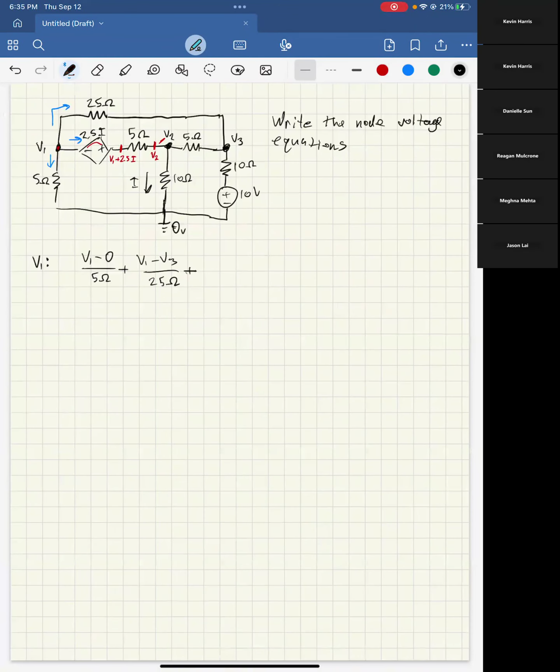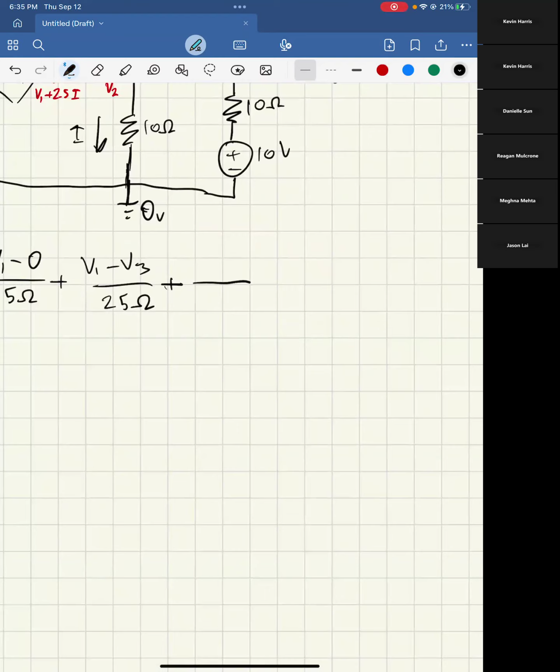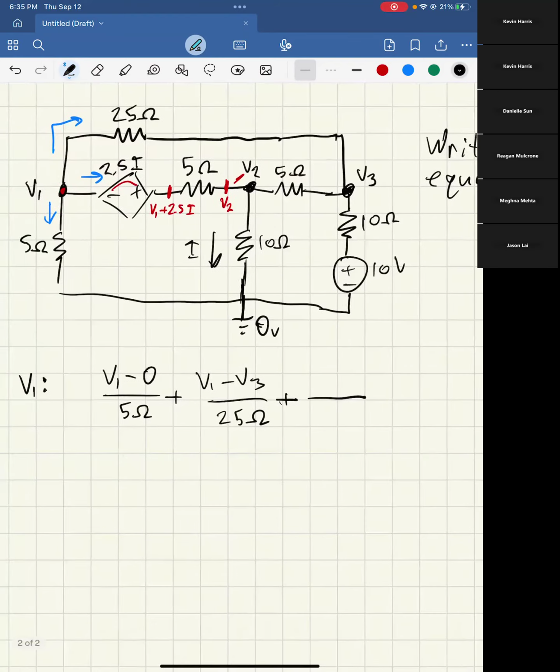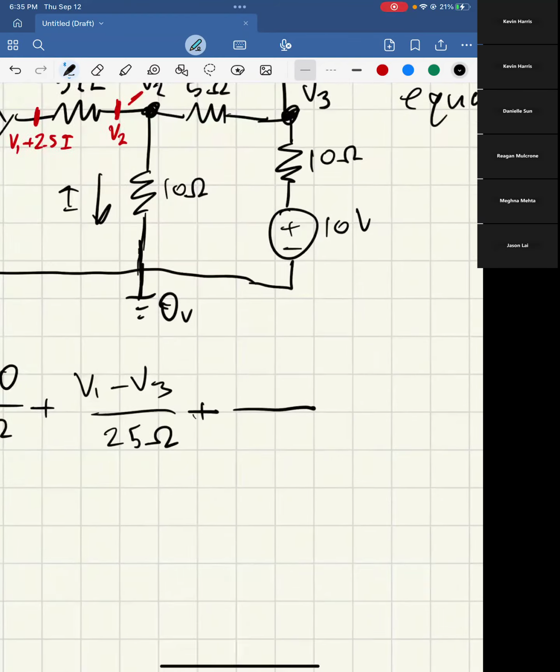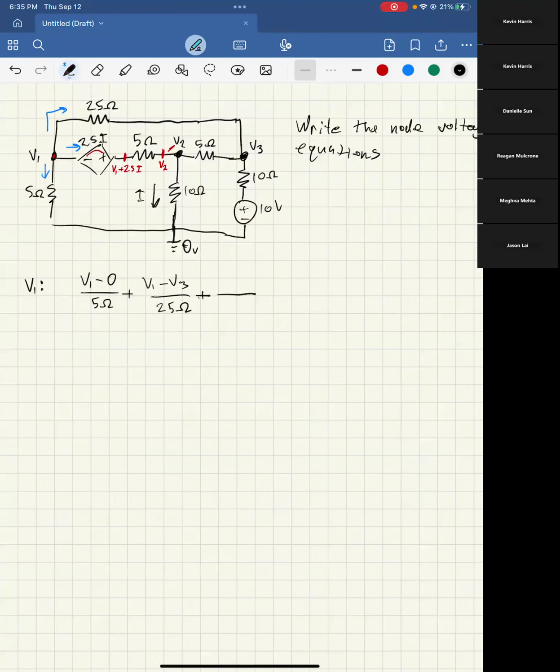So what we have in the end is the current through that resistor can be written as, I'll put it in parentheses just to make it a bit more clear, (V1 plus 2.5I), the difference between the two, and then over 5 ohms. And that equals 0, and that's your first equation.